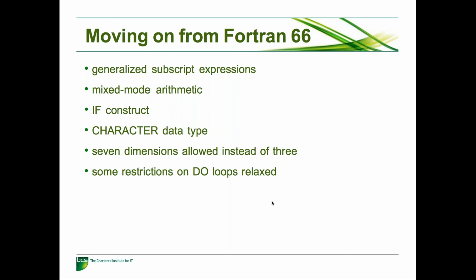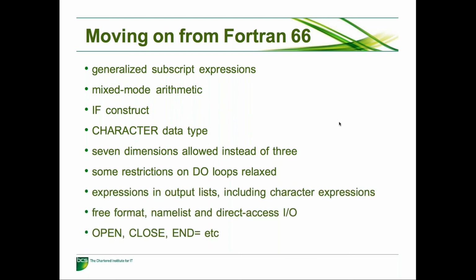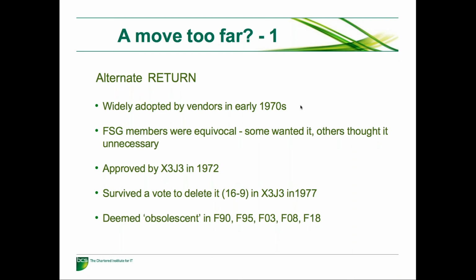Some restrictions on DO loops were relaxed. Expressions in output lists, including character expressions: that was a great facility, because instead of putting characters in the format to get them printed, you could put them in the output list. And there were new facilities for input-output, especially, as you see there, 3 formats of data, namely direct access, and the ability to open and close files. Now, in some ways, things might have gone too far. The alternate return was quite popular. It was quite well adopted in the early 70s by vendors.